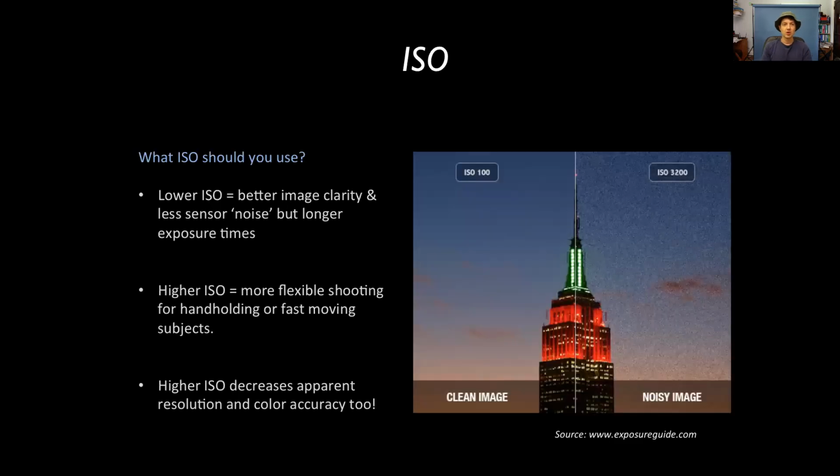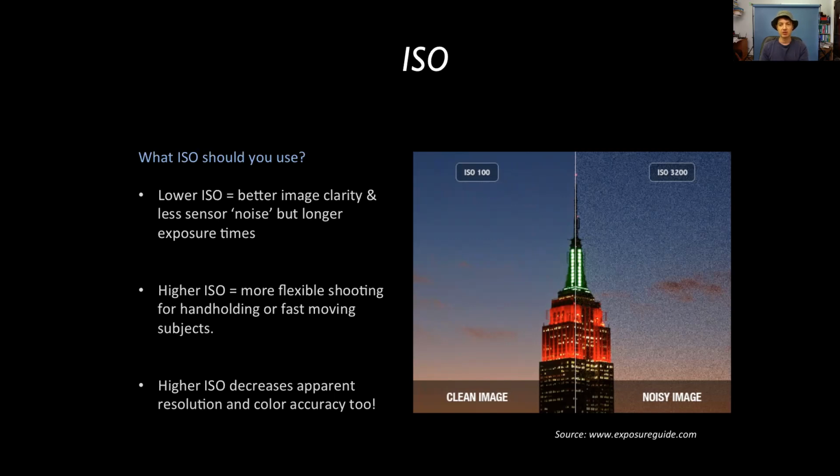So let's think about what that means. What should we set that ISO to? The lower the ISO, the better image clarity you're going to have and the less sensor noise, but you're going to have longer exposure times. The higher ISO you set, the more flexible shooting you're going to be able to have for hand holding or fast moving subjects. But that higher ISO also is going to decrease the apparent resolution and color accuracy of your image. So you can see a little bit of that here on the right.